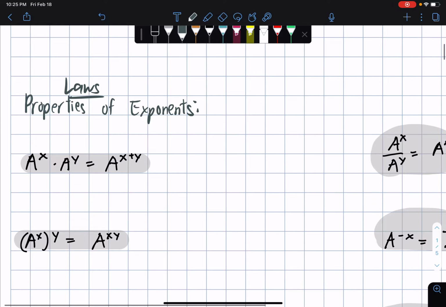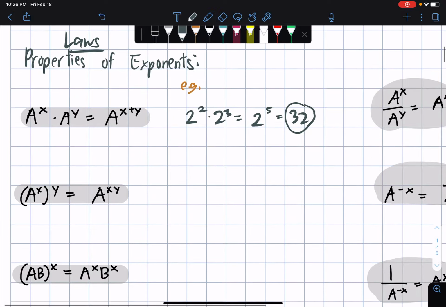Okay, for this first law, for example, if we have 2 raised to 2 times 2 raised to 3, you can see that we have a raised to x times a raised to y. You have to acknowledge that we just copy the base and add the exponents. So 2 plus 3, which is equal to 5. Then 2 raised to 5 is 32.